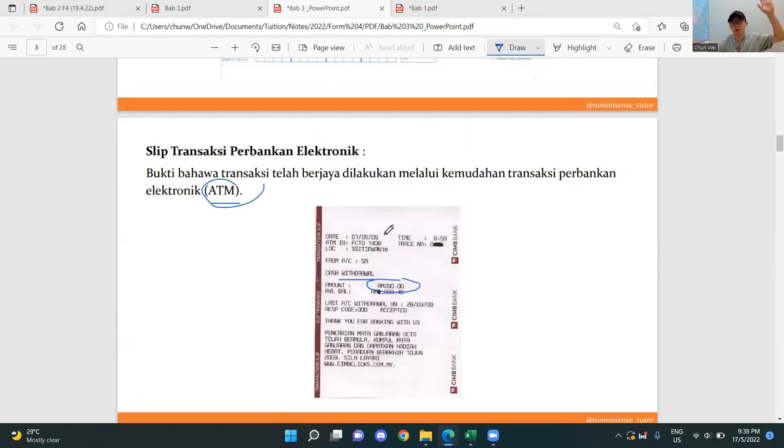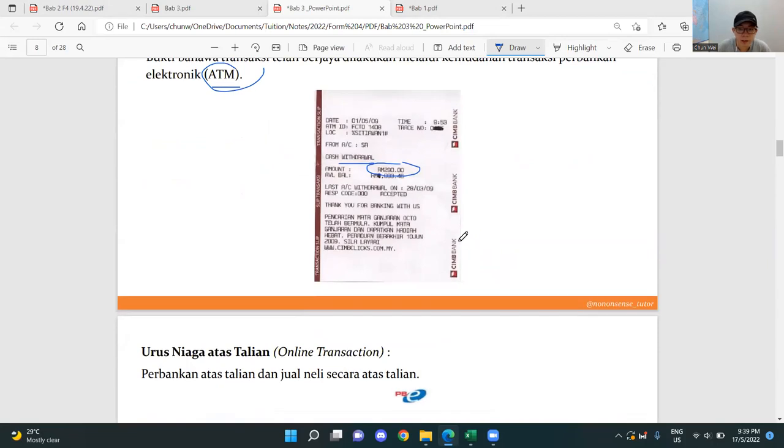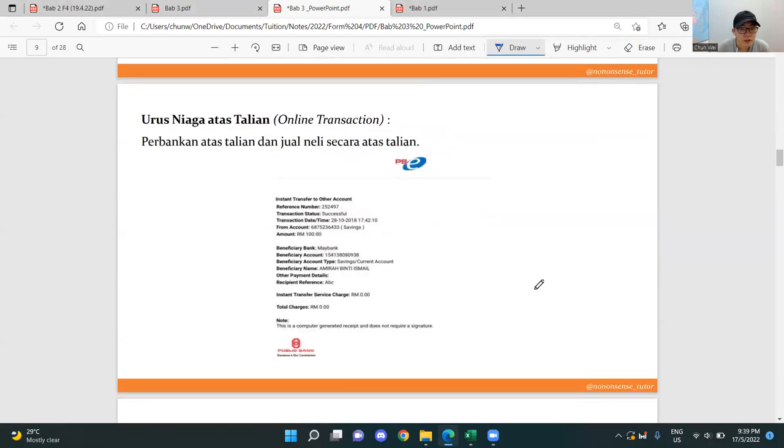So I believe all of you have seen this before. Okay, for those who never saw it before, one day ask your parents to bring you to the bank. By the way, this is a CIMB bank. It's the same bank that I'm using, a CIMB bank, but this is not mine. Okay, how much is there? Okay, they didn't show properly. Okay, so let's continue.